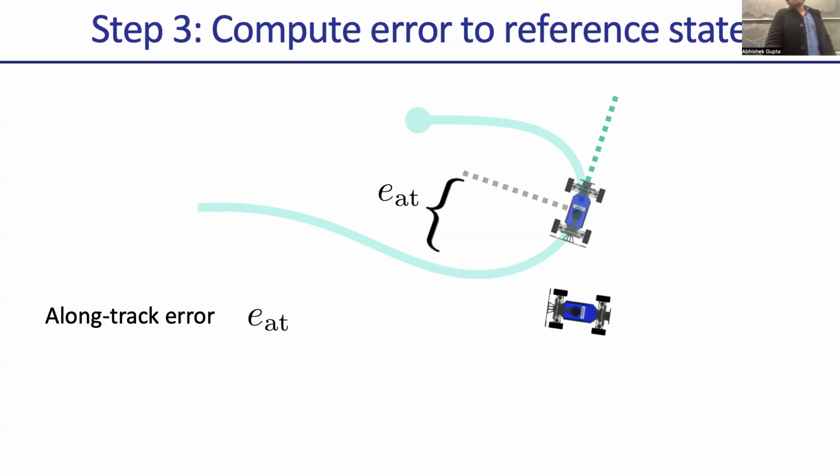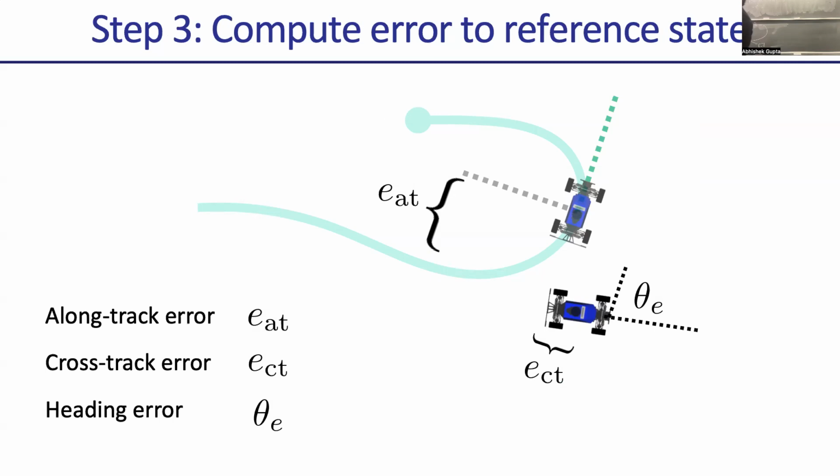And so the error can be decomposed into three elements: the along track error, the cross track error, and the heading error, right? So if you think of this as your x-axis, this is your y-axis, right? The along track error is the thing that's along the length of the car. The cross track is the thing that's perpendicular to the car, and the heading error is the change in orientation, right? And so you want to minimize a combination of this along track error, cross track error, and heading error, depending on what you can control, right?